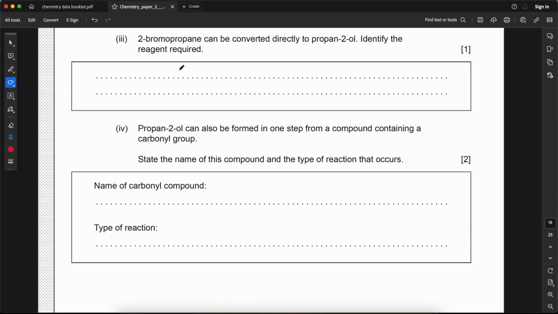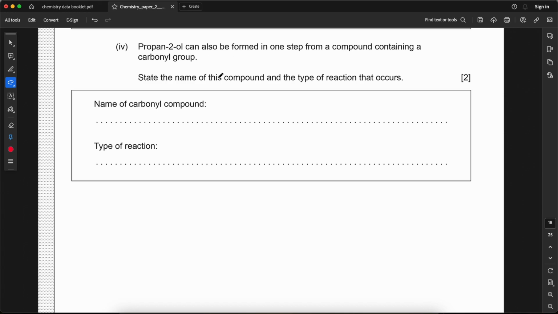2-bromopropane can be converted directly to propanol. Identify the reagent required. So 2-bromopropane has Br and then produces alcohol, which is OH. So this OH will replace or substitute Br. So we need NaOH or KOH as a nucleophile.